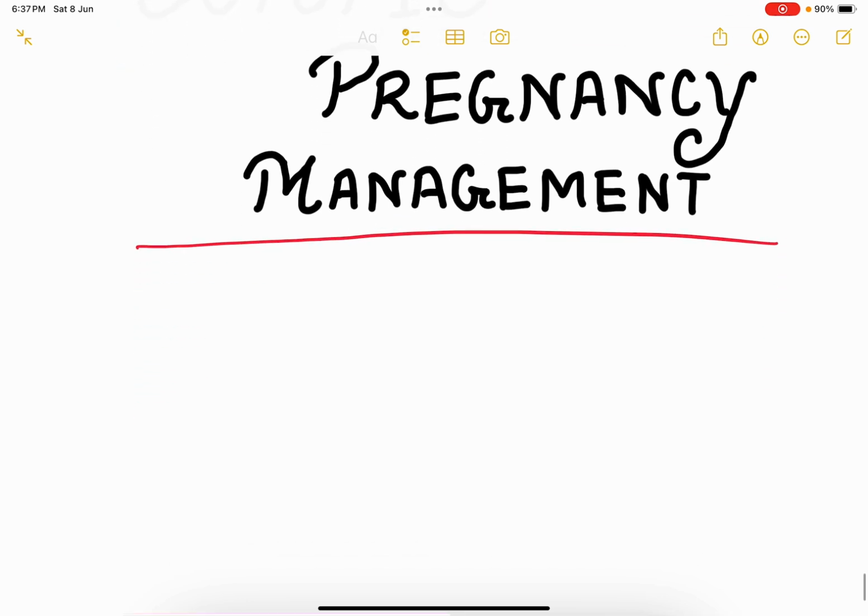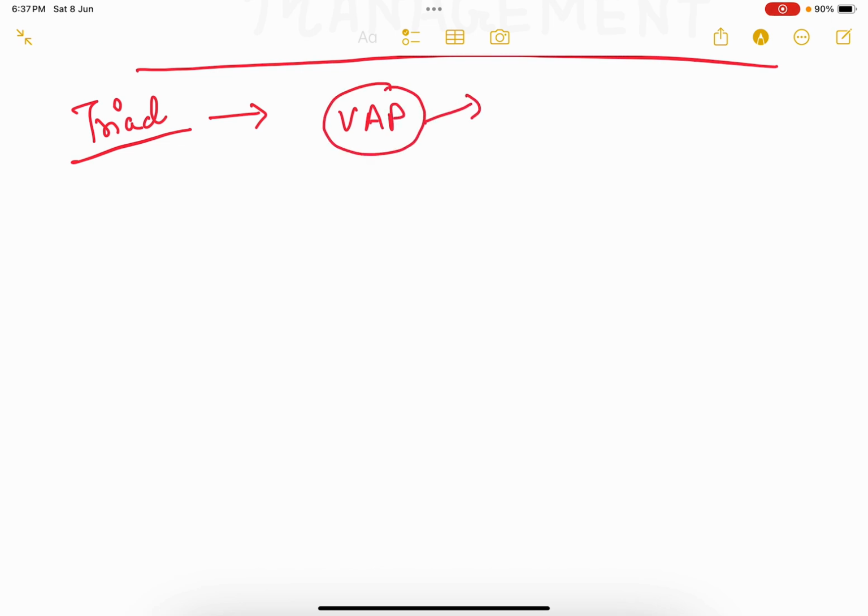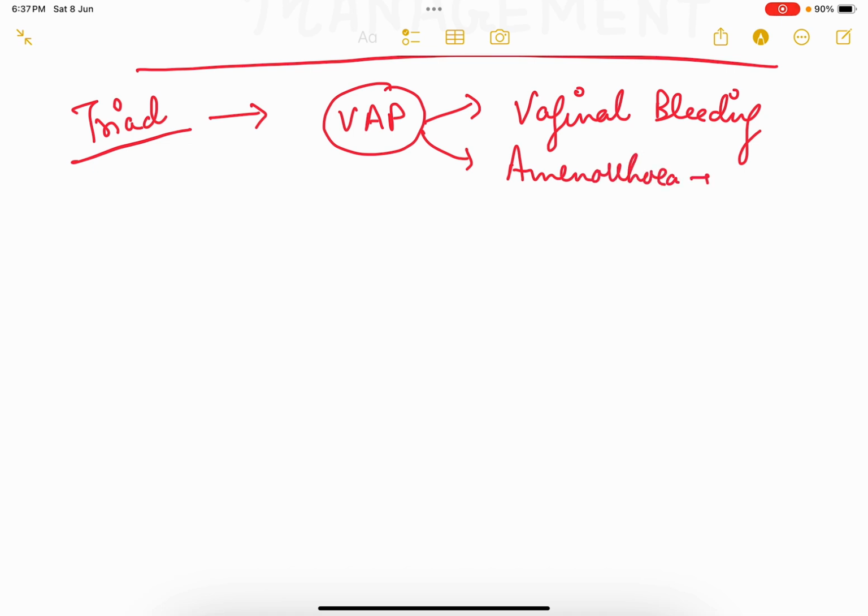So, in ectopic pregnancy, when patients present to you, there is a classical triad with which the patient presents. What is the triad? The triad has a mnemonic VAP, V-A-P. Number 1 is vaginal bleeding. So the patient will come with vaginal bleeding or spotting. This is very important. Number 2, there will be a history of amenorrhea.